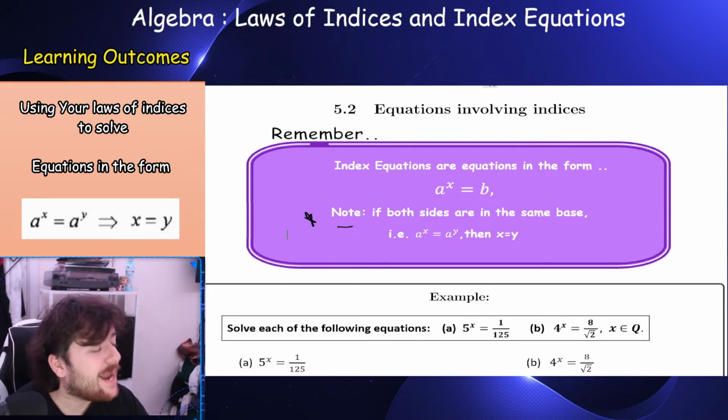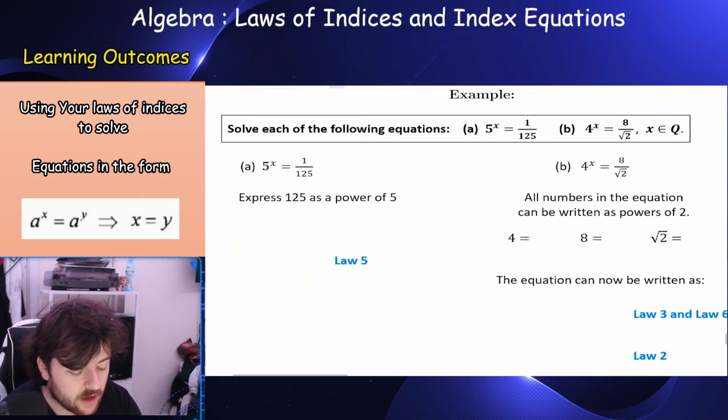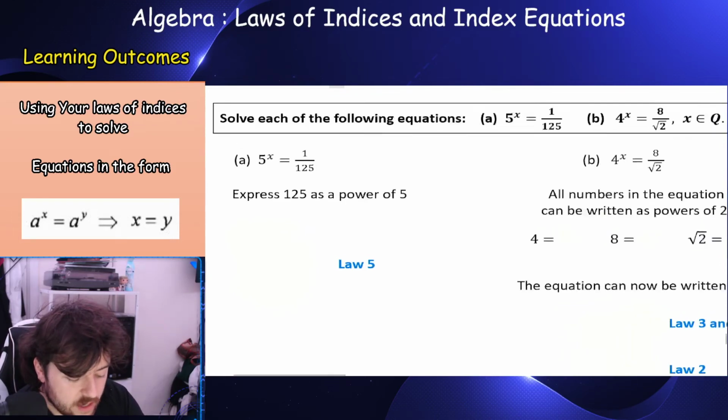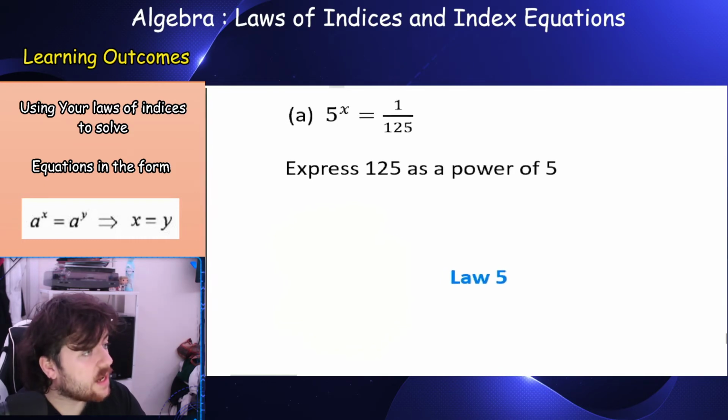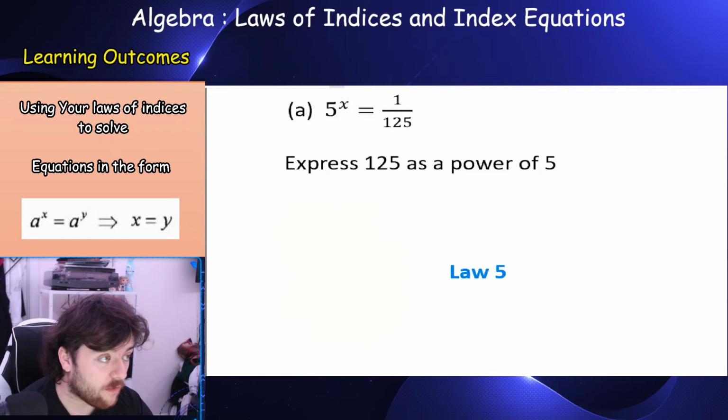So again, no point me just saying this, let's do some questions. And this is how it will primarily come up in your exam in the Leaving Cert anyway. So let's have a look at these. Solve each of the following equations. 5 to the power of x equals 1 over 125. So we want to express 1 over 125 as a power of 5.